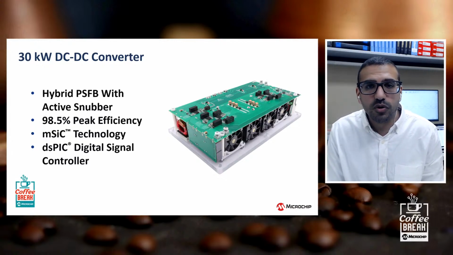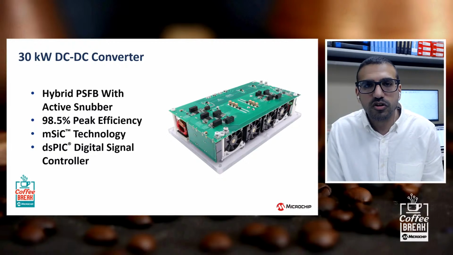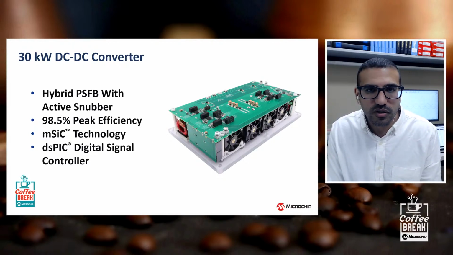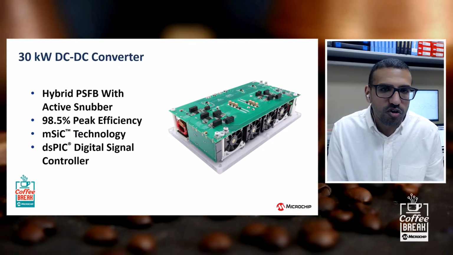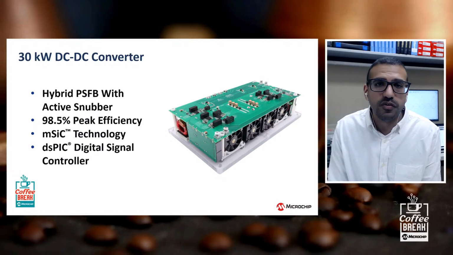Now, the devices that we're using are also discrete devices. We have 1200 volt, 25 milliohm SiC MOSFETs, and 700 volt, 50 amp silicon carbide diodes. And that's how we're able to achieve this very high efficiency.